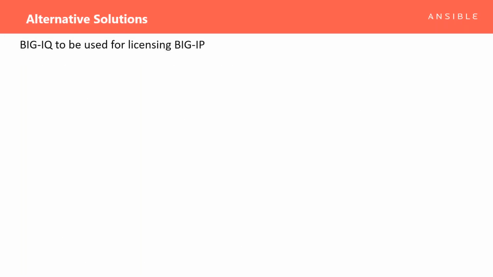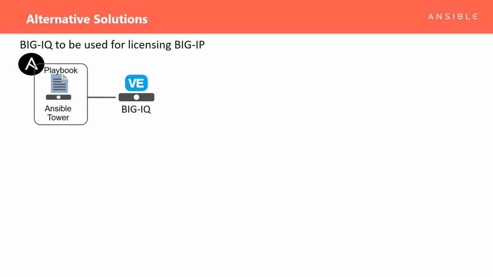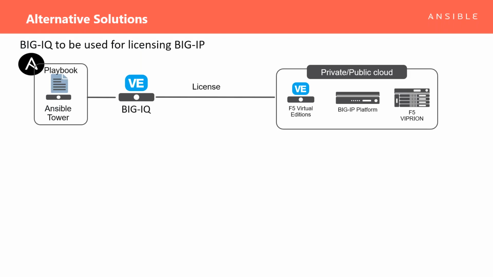Now, another alternative solution is licensing. If a license key is not appealing enough to use, you can use BIG-IQ, which is our centralized management platform. Besides doing other things, it manages licensing on the BIG-IPs. In this case, you would have an Ansible playbook, which you can execute through Tower against the BIG-IQ. We do have F5 Ansible modules for the BIG-IQ. And once you execute that playbook, it would go ahead and license your different BIG-IPs.